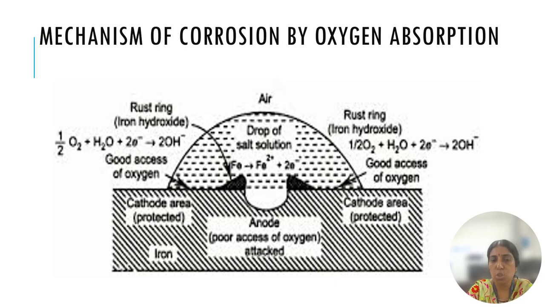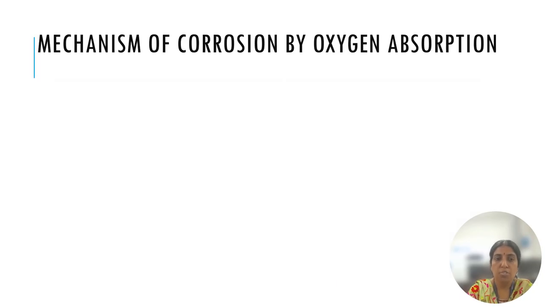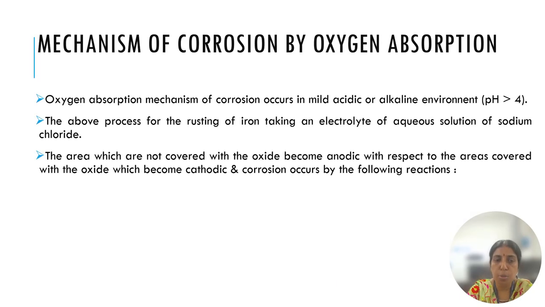So this will release 2 electrons. These 2 electrons are taken up by the oxygen which is present in the atmosphere to form OH- ion. So from this OH- ion, again the corrosion is initiated for further processes. So again, the oxygen absorption mechanism of corrosion occurs in mildly acidic or alkaline environment when the pH is greater than 4. Here, the process of rusting of iron takes place in an electrolyte of aqueous solution of sodium chloride.